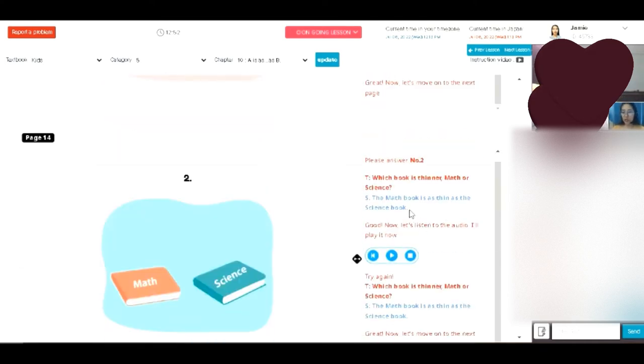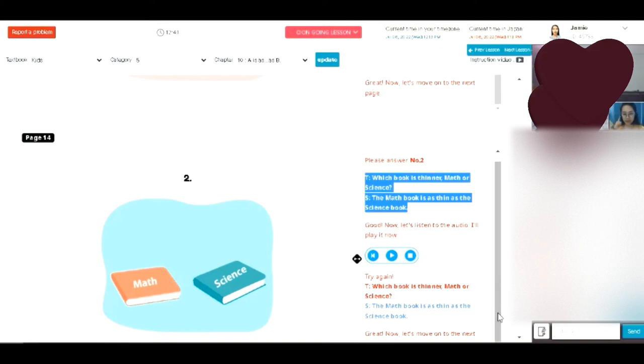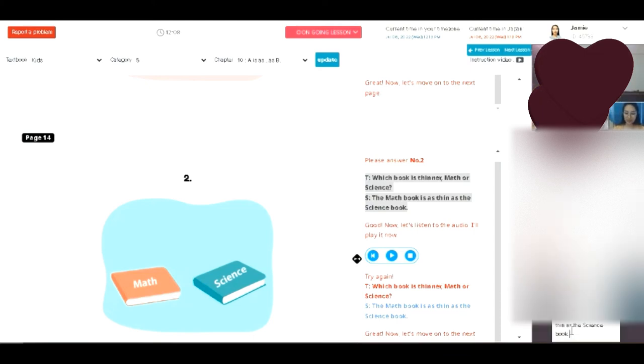Which book is thinner, math or science? The science book is as thinner. Which book is thinner, math or science? The math is as thin. As thin. Thin as math book. Okay, can you please read your answer? Try again.